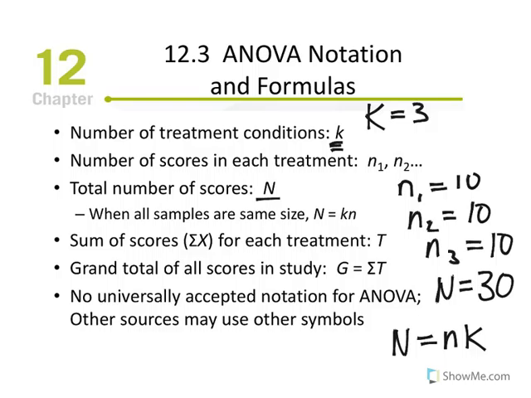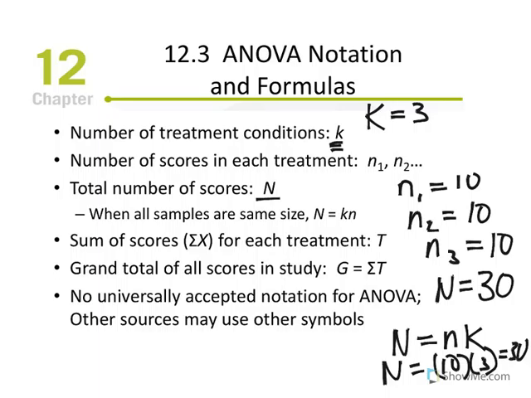So in this example, capital N is equal to 10 multiplied by 3, and that gives us 30. However, this equation, capital N equals lowercase n multiplied by K, is only applicable if the sample sizes are equal. So it's not always useful. Instead, you would just take the total number of scores across conditions in instances where sample sizes are not equal.